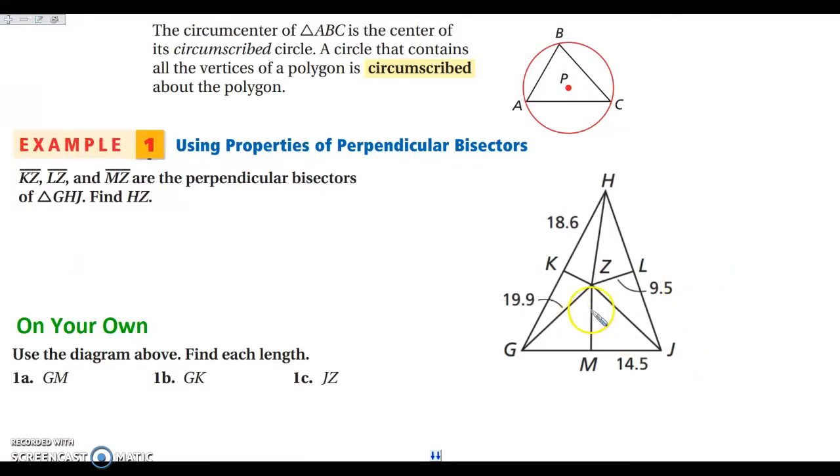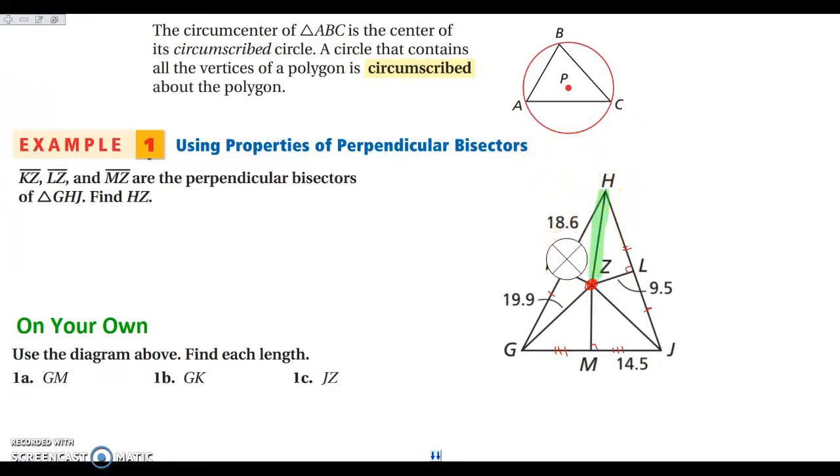So we have that KZ, LZ, and MZ are all perpendicular bisectors. Even though it's not marked on here, I know that this is a right angle, and I know that these are congruent. I know that this is right, and these are congruent. I know that this is right, and these are congruent. And I want to find HZ. If I look, HZ is right here. So this piece right here is the one that I'm looking for. HZ is the distance from the circumcenter to an angle.